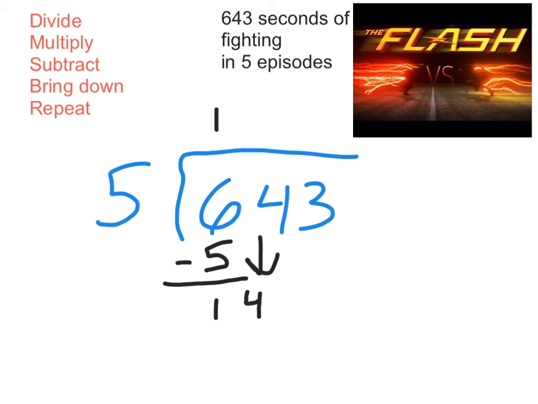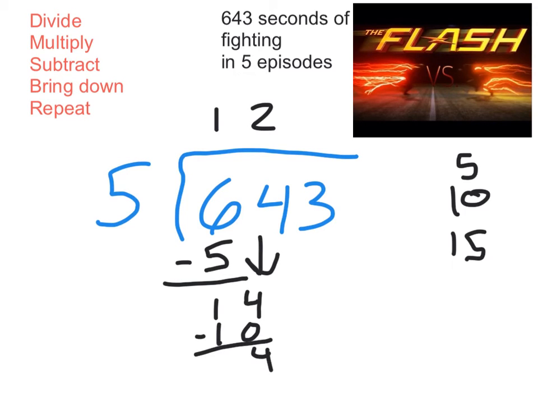Now, maybe I can't remember how many times 5 can go into 14, so I'll start listing. 5, 10, 15. Well, 15 is too big, so 10 is the second jump, so that would be 2. 5 times 2 is 10. Subtract that. That would give me 4.